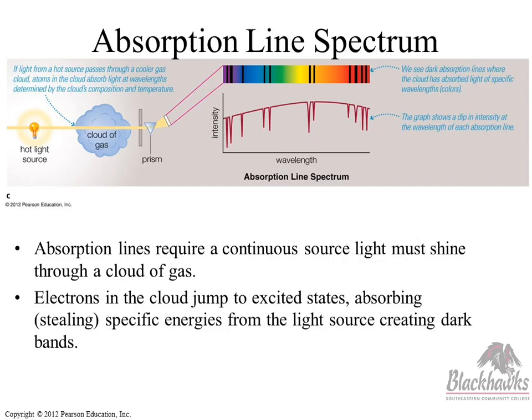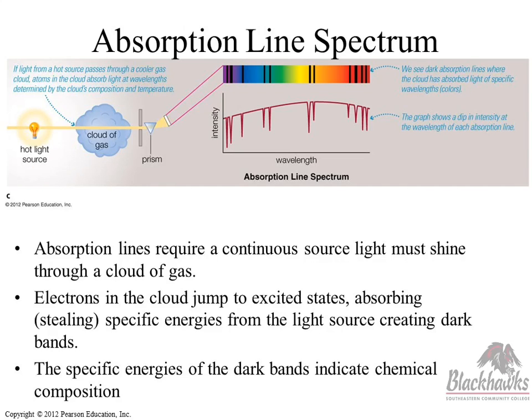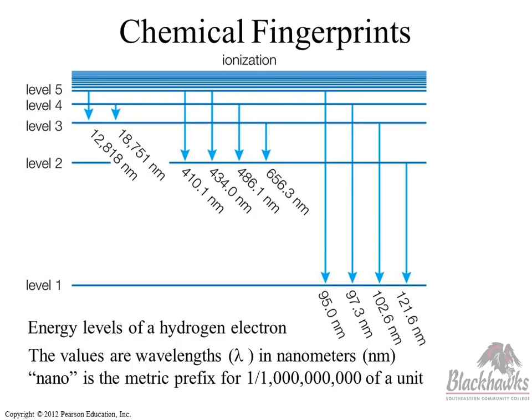They're shown here. So notice in this case, we have our source, and in front of our source we have our cloud of gas between our source and how we're going to separate the light. So these are created as electrons are excited on their way up. Fingerprints.